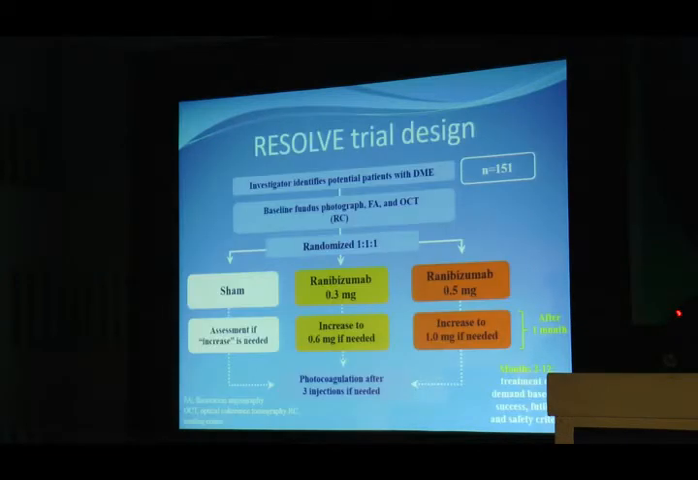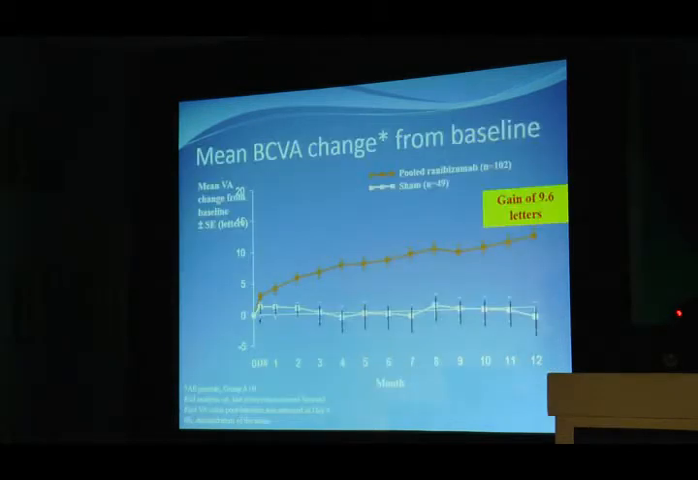Another trial, the RESOLVE trial, was done for 151 patients. There was a sham group, and another was the ranibizumab group where 0.3 milligram was given, and another group where 0.5 milligram was given, and the dose was doubled, 0.3 to 0.6 milligram, 1 milligram, if the patient didn't respond to the treatment. And rescue laser was done even if the patient was responding to the increased dosage. If you see here, all the patients where ranibizumab was given showed improvement in vision, with a gain of 9.6 letters on an average.